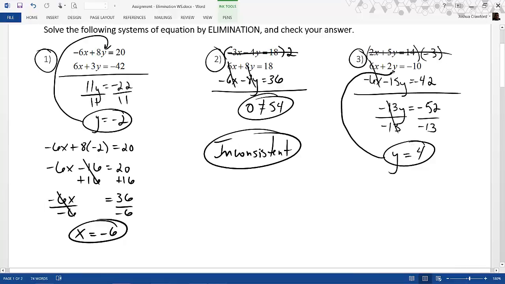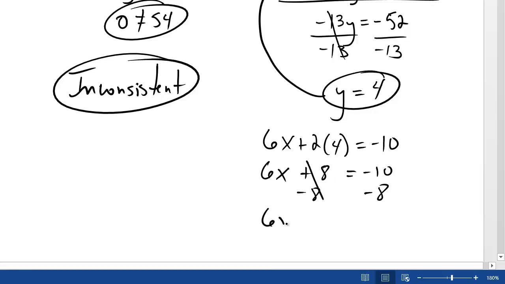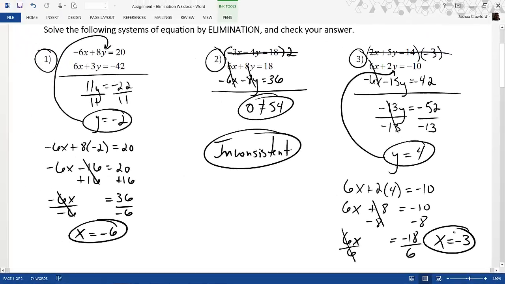Let's plug it in right there. So we'll have 6x plus 2 times y, which is 4, equals -10. And 2 times 4 is 8, so we'll get 6x plus 8 equals -10. To get x by itself, we're going to subtract 8 from both sides. So we'll get 6x equals -18. Now divide by 6 to get x by itself, and x equals -3.